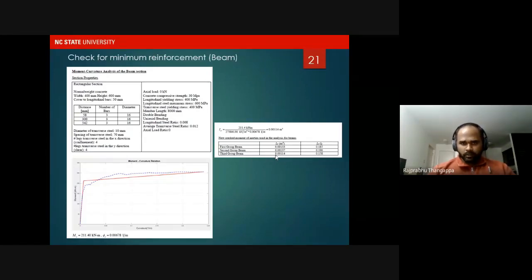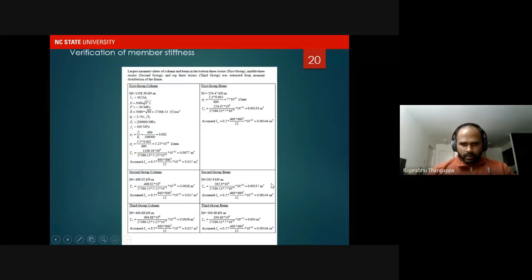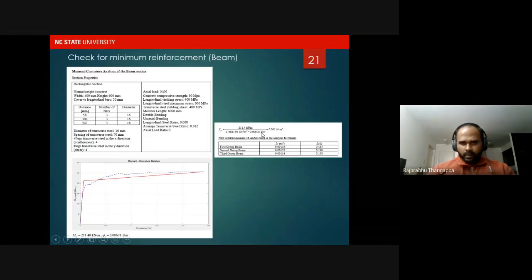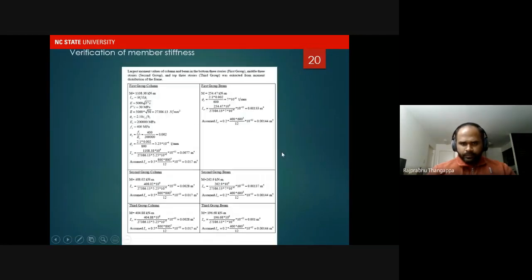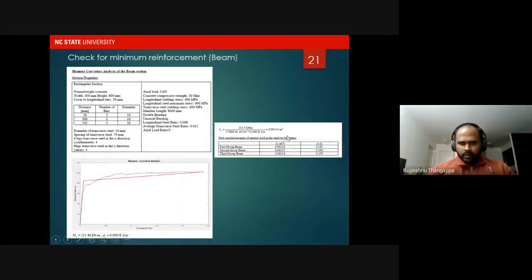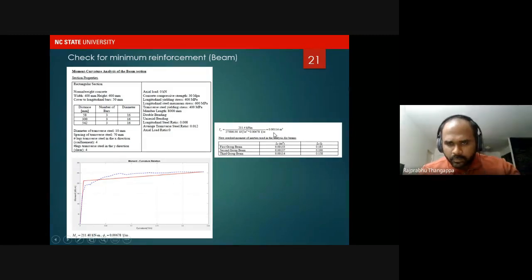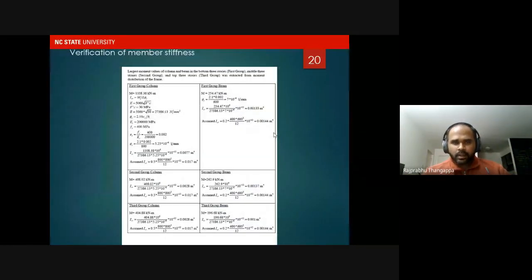So when you move to the previous slide, you have in the beams the assumed values based on 0.2 times the gross moment of inertia. So you can observe that the cracked section stiffness is less than the assumed value.